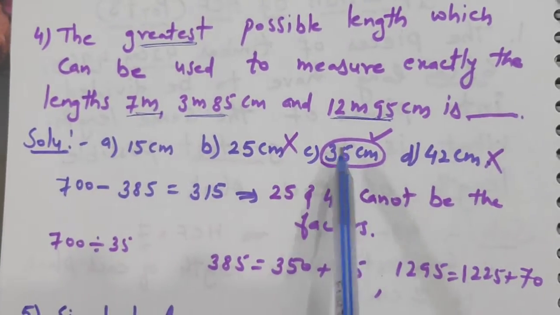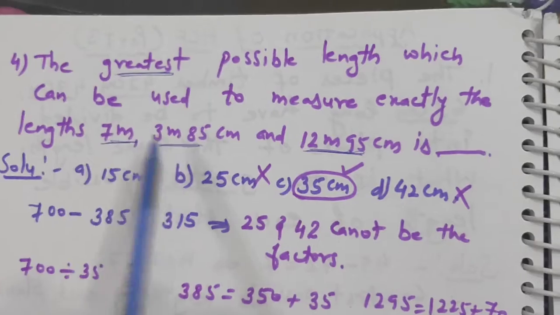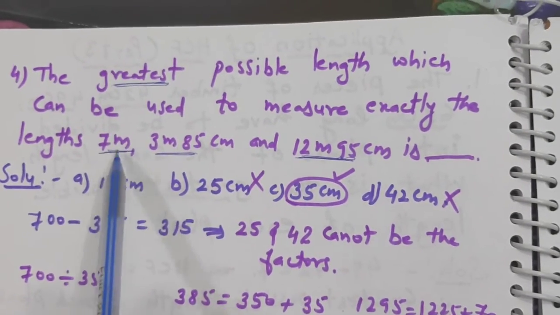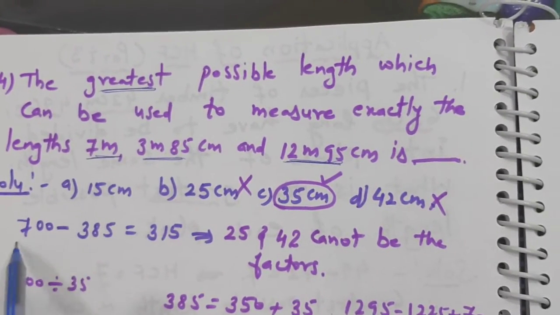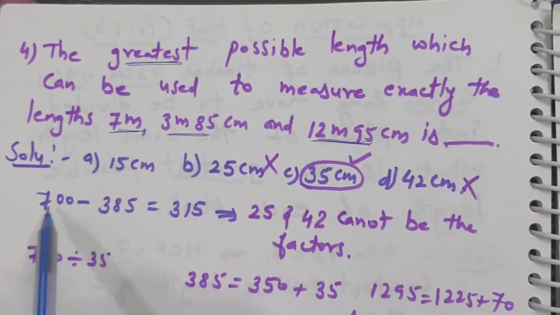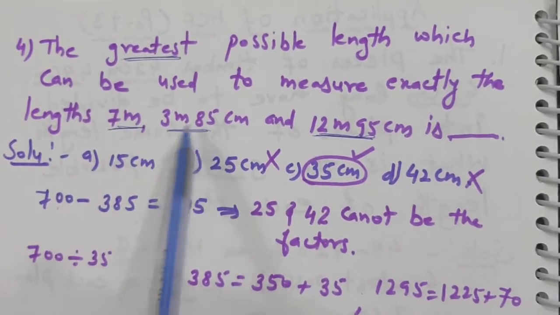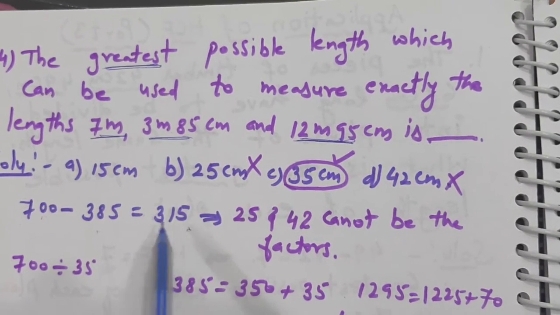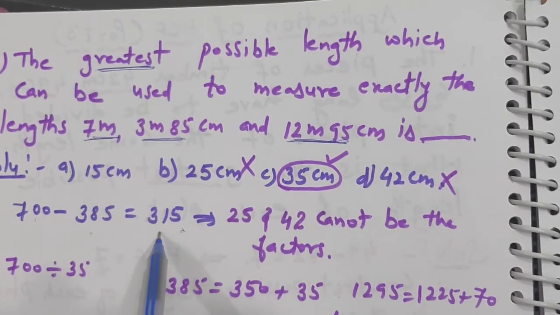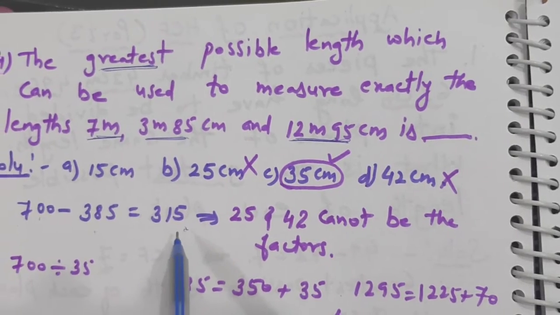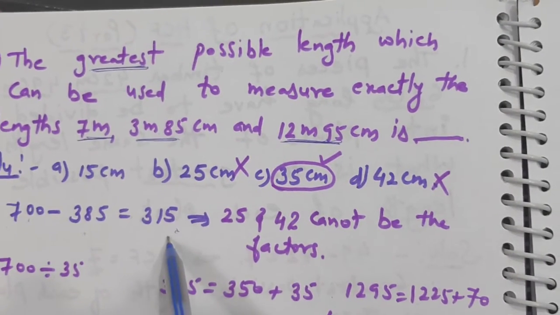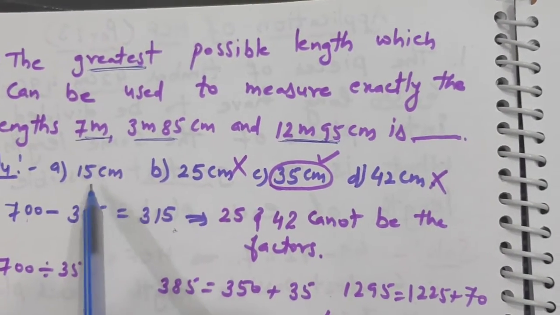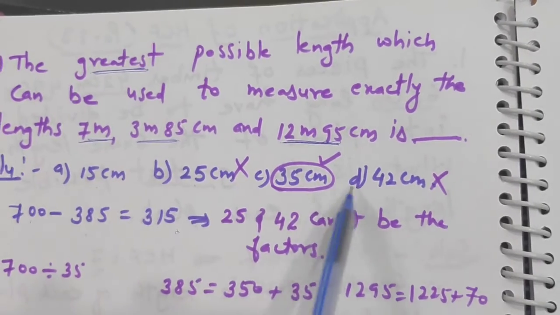So here I'll find the difference between these two. 7 meter, if converted into centimeter, what will it be? 700 centimeters. So 700 centimeter minus 385 centimeter will be 315. But as you people were saying, the difference is 315. Now options are given, 15, 25, 42 and this.